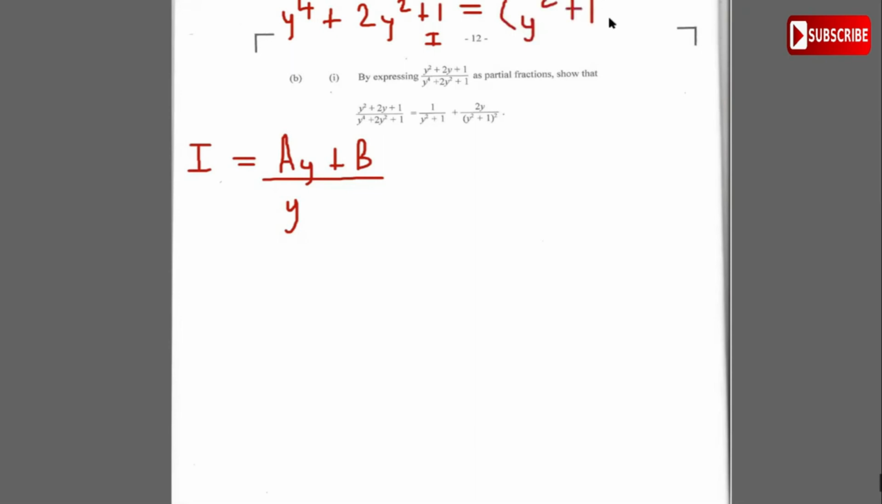I can then be equal to ay plus b over, all of this right here is really y to the 4. All of this can be broken down. What I'm saying is that denominator, y to the 4 plus 2y squared plus 1, if you really examine it, you're going to see that this denominator is really just y squared plus 1 being squared. That's all it is, y squared plus 1 being squared.